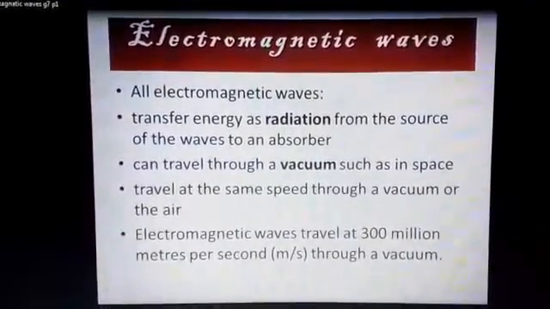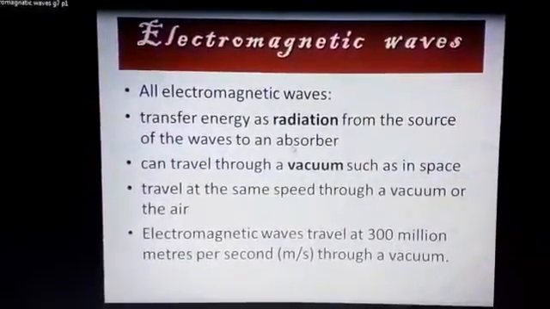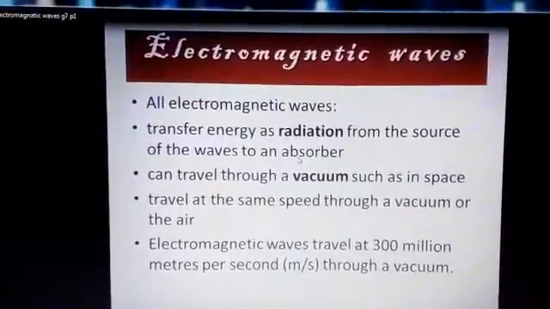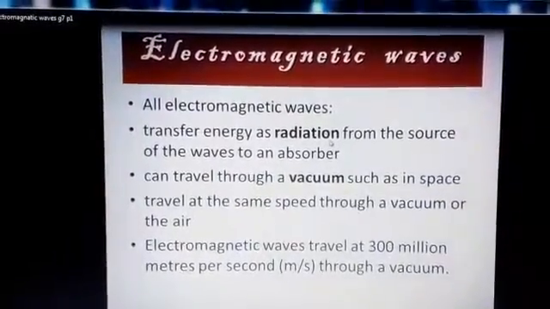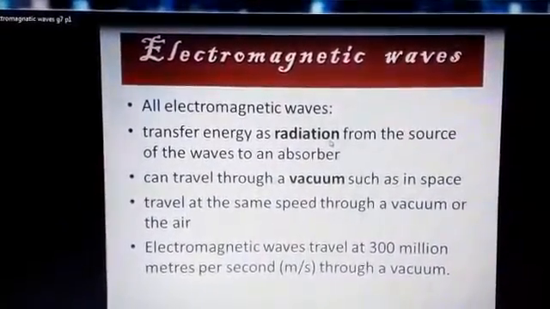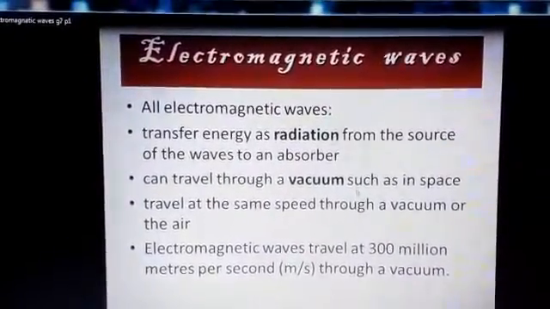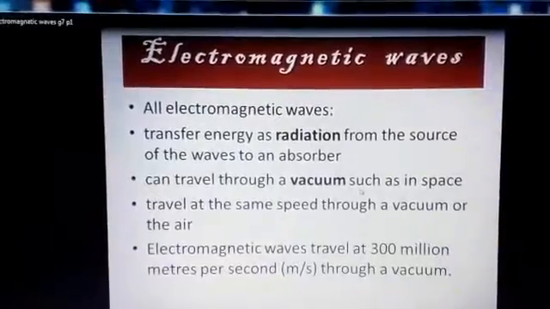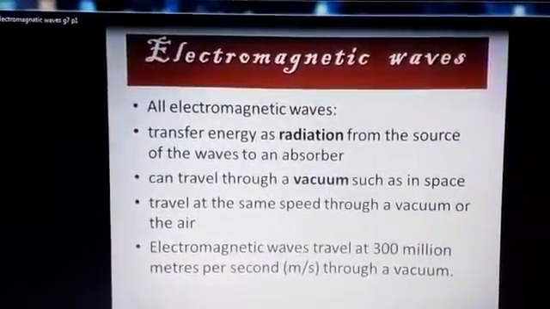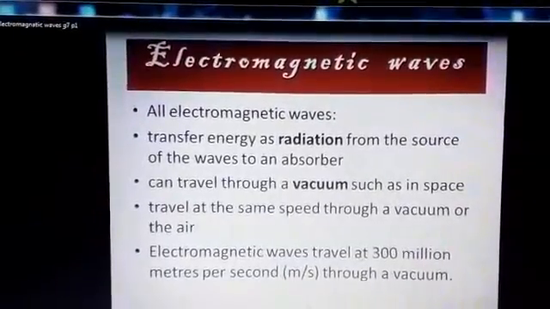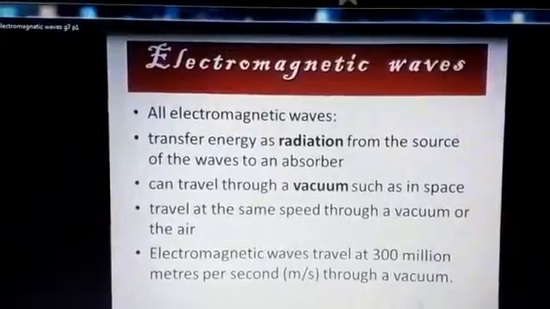However, they all share the same three properties. They transfer energy as radiation, which means something you can feel. You can't see, but you can feel, sort of. Now, they can go through a vacuum. Unlike the longitudinal wave, these can travel even if there's no matter. And they are pretty fast. They travel at 300 million meters per second through a vacuum.